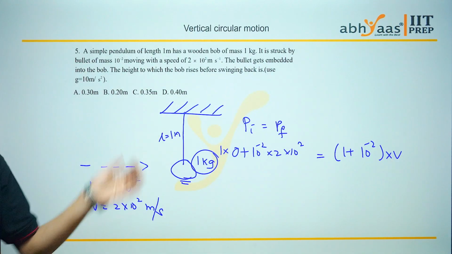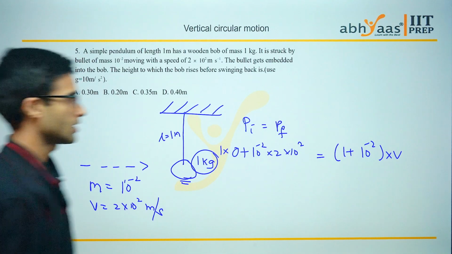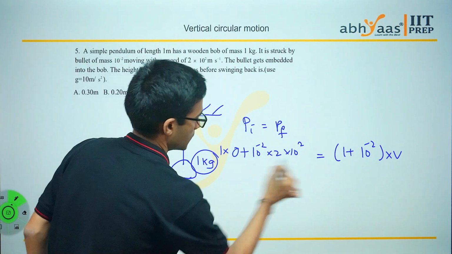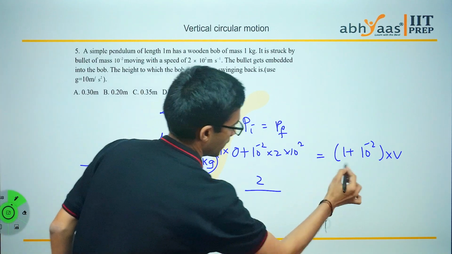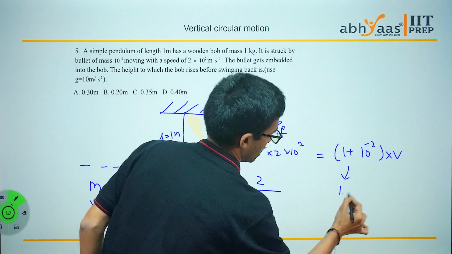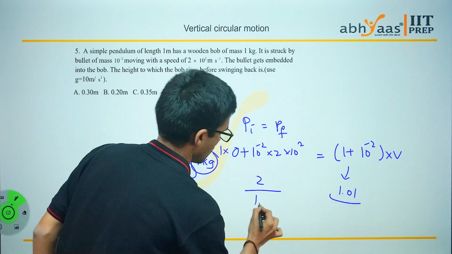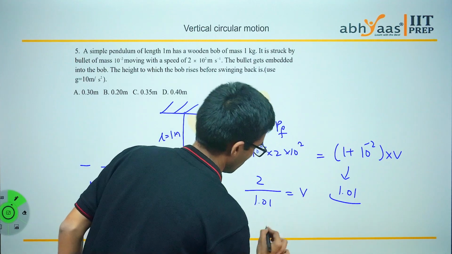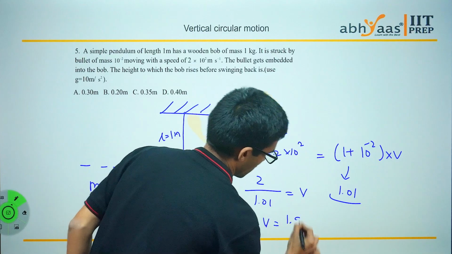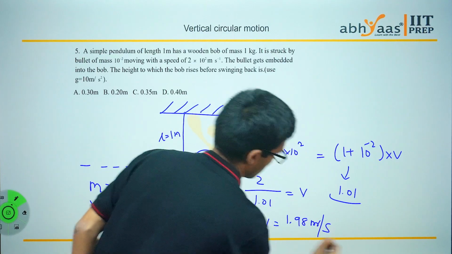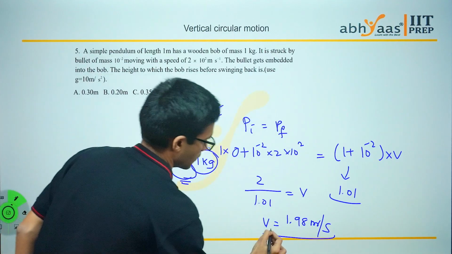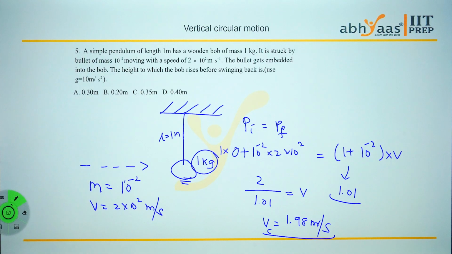That means it is undergoing a perfectly inelastic collision. So now 2 by 1.01, that is V. If you calculate, it will be around 1.9 meter per second combined velocity. VC, I am writing. So, the height at which the bob rises before swinging back.